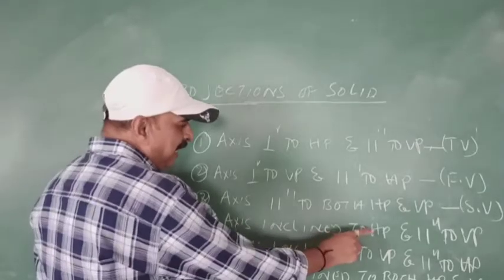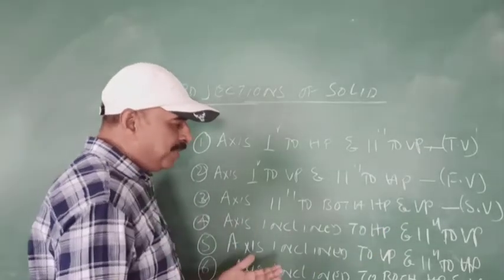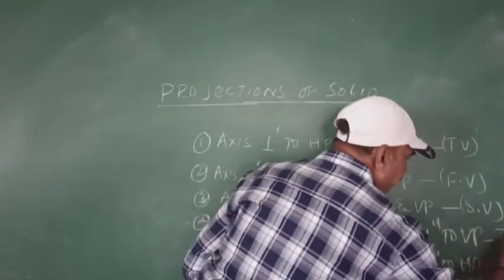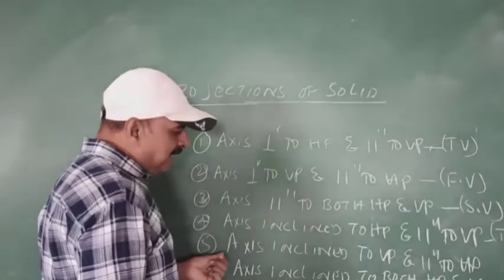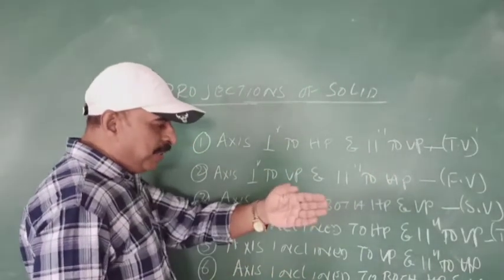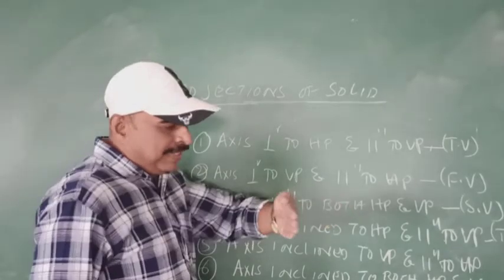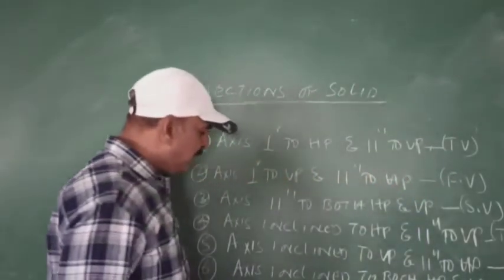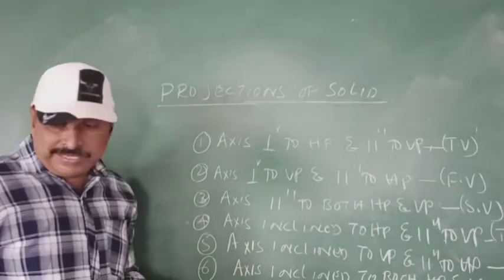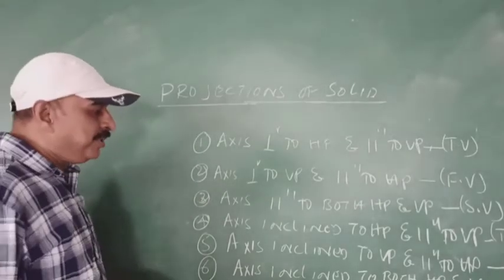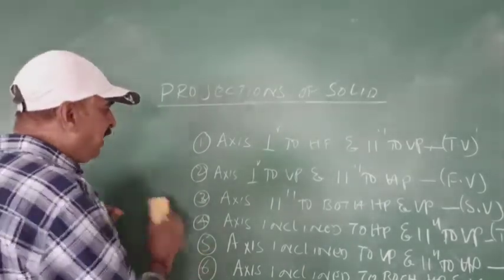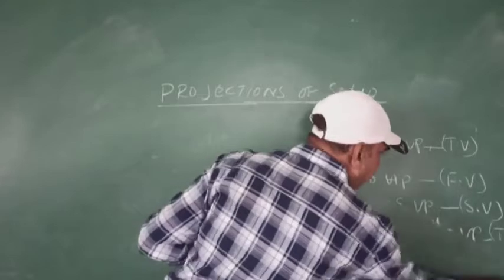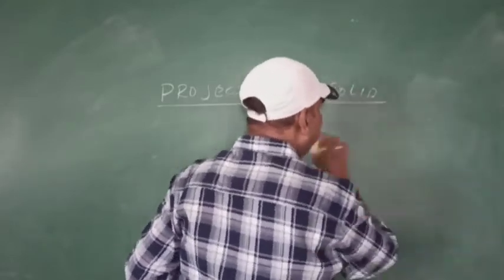When the axis is inclined to HP and parallel to VP, you should assume that before the axis was inclined to HP, it was perpendicular to HP. That means the true shape is obtained in the top view. When the axis is inclined to VP and parallel to HP, before the axis was inclined to VP, it was perpendicular to VP. That means the true shape is obtained in the front view. Then there is a separate procedure for the last condition, that is axis inclined to both HP and VP. So these are the various positions in which a solid can be placed in the first quadrant and projections are drawn.